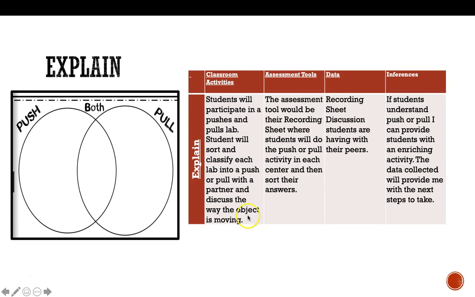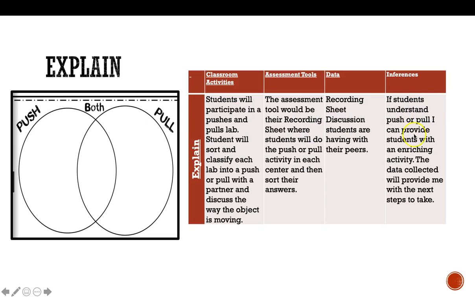And students will participate by discussing and justifying their responses, why they put it there. And I would also want them to discuss the way the object is moving, especially for the two that were both. That way we can really see the difference. We can discuss why we put them where we did.